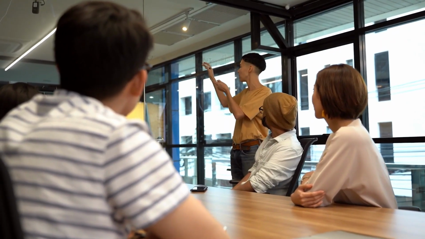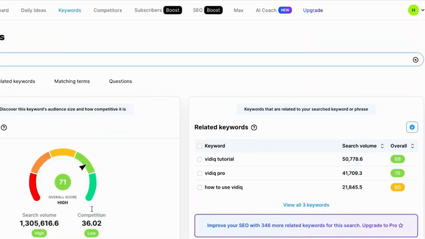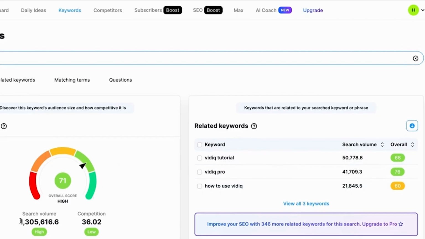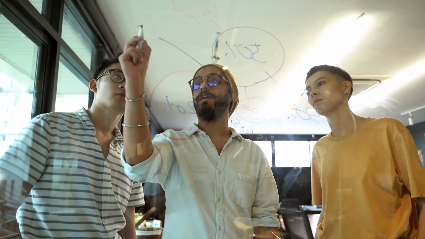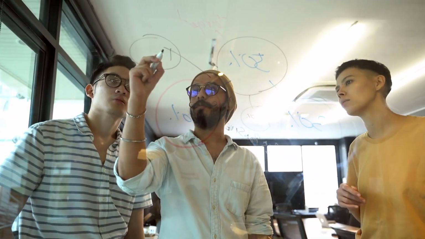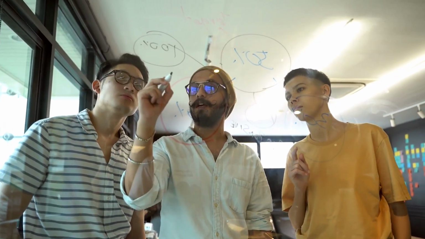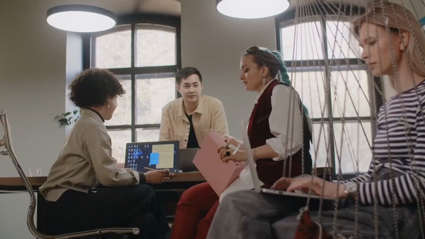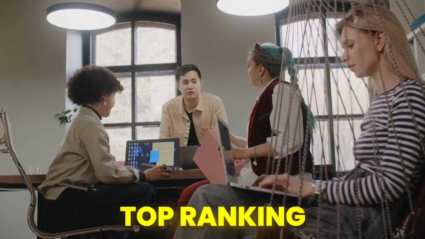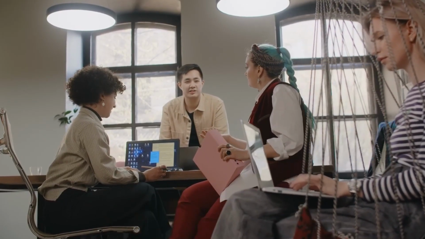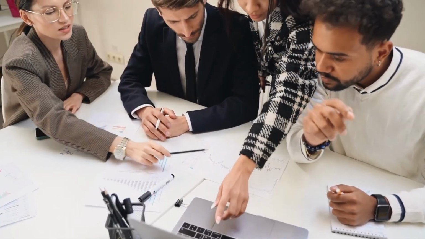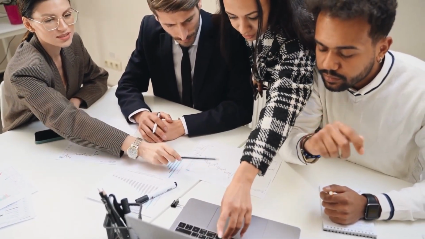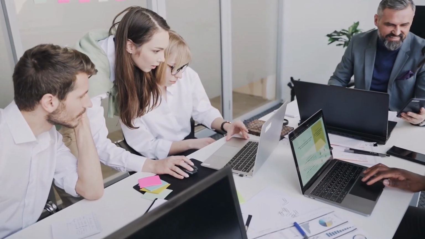You can also use the filters to narrow down your results and find the best keywords for your channel and your goals. You can filter by score, volume, competition, trend, and more. You can also sort the results by different criteria, such as relevance, score, volume, or competition. Once you find a keyword that you like, you can click on it to see more details and insights, such as the top-ranking videos for that keyword, the average views, likes, comments, and subscribers of those videos, the tags that they use, and the keywords that they rank for.